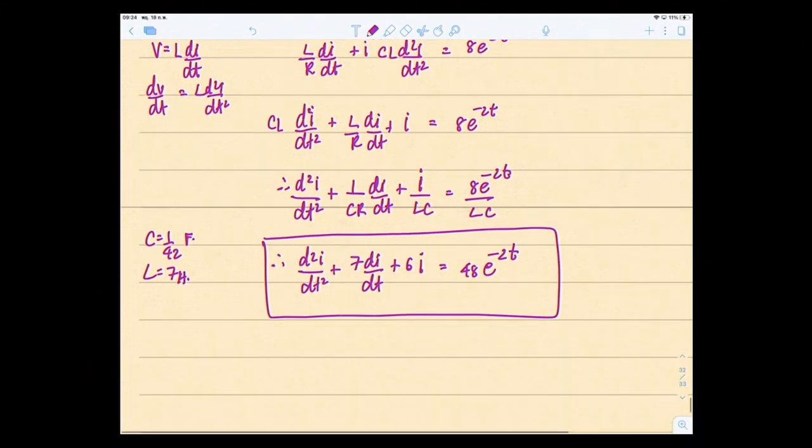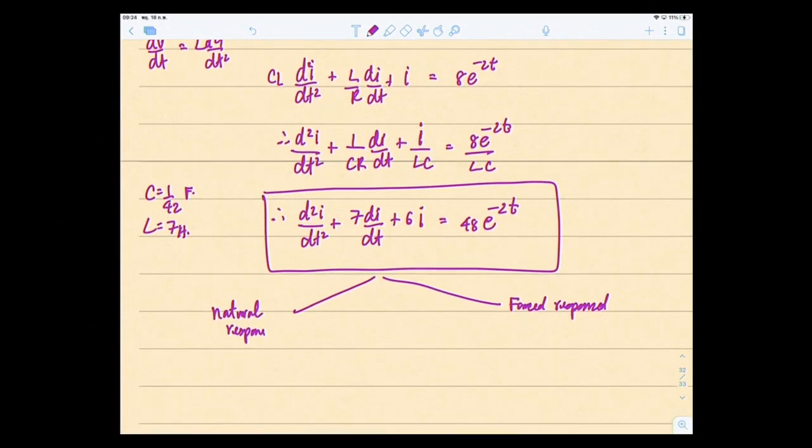To do this, of course you have to find the natural response, and you have to find the forced response. To find the natural response, we have to set f of t equal to 0. So you have d square I dt square plus 7 di dt plus 6I equal to 0.